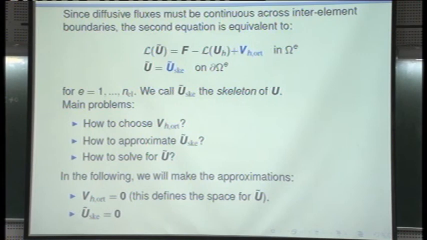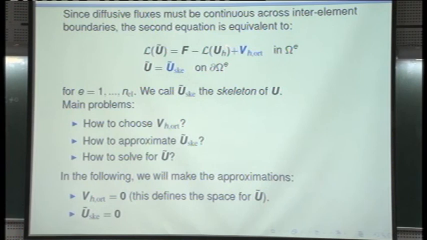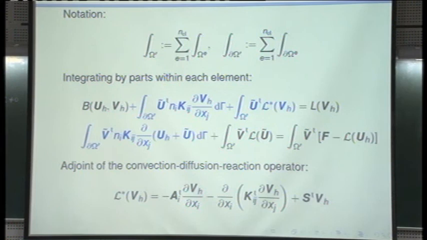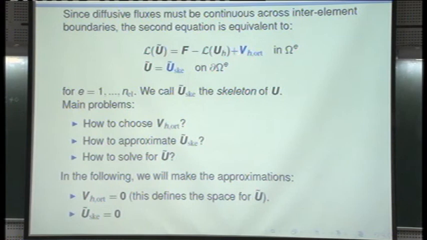And most importantly, how do you solve for u tilde? So how do you solve this equation? This is as difficult as the original one. Okay? And once you have that, you move to the first equation, and then you get the problem for u h alone. In the following, I think we will stop here, but in the following, what we will do is to assume that that is equal to 0, and that the skeleton of u tilde is equal to 0.